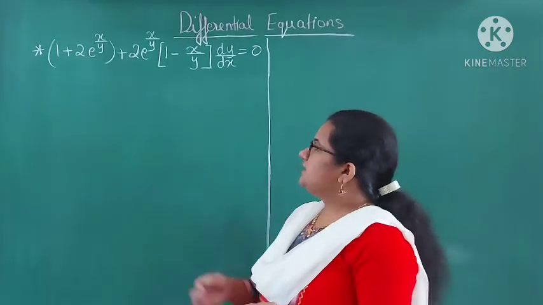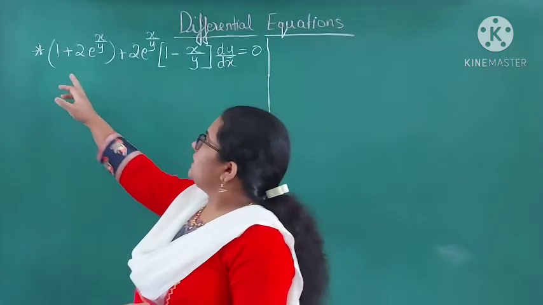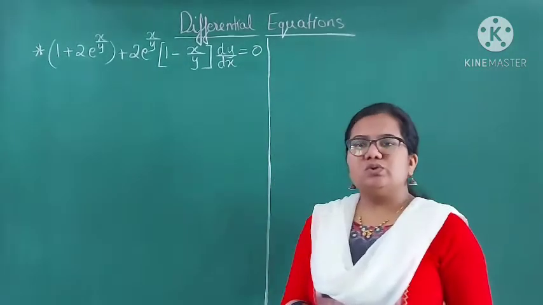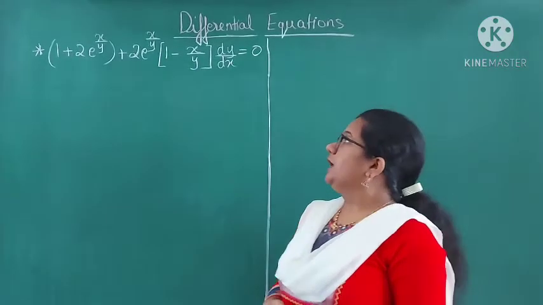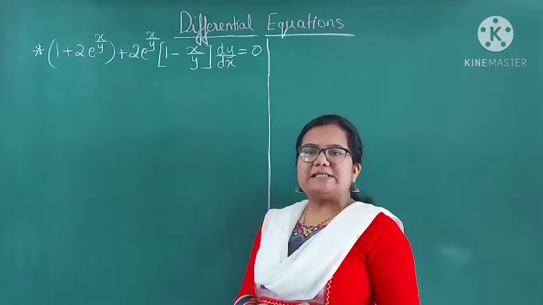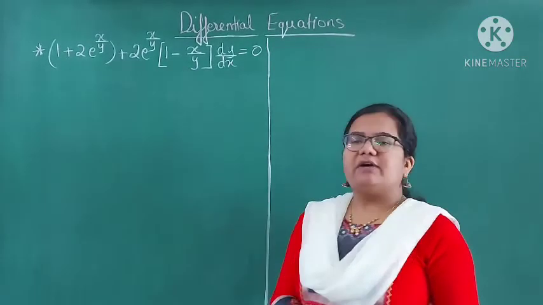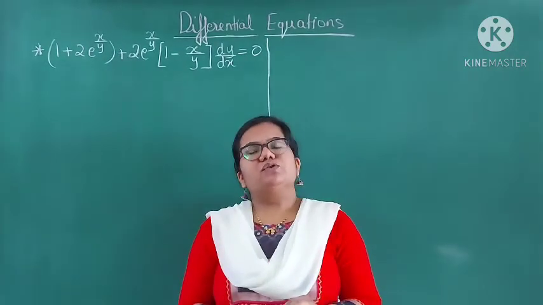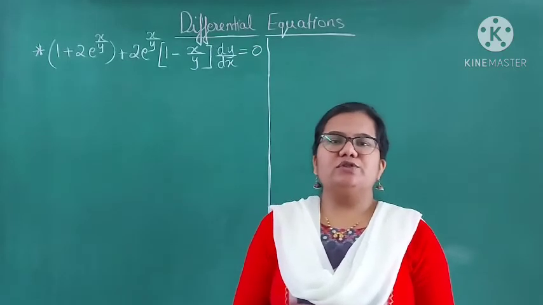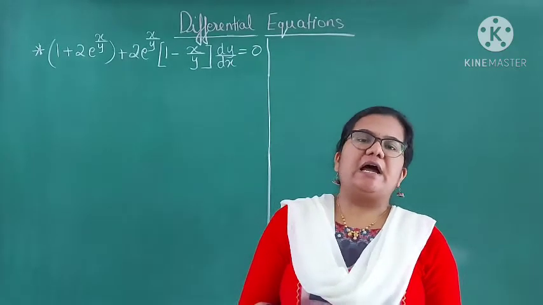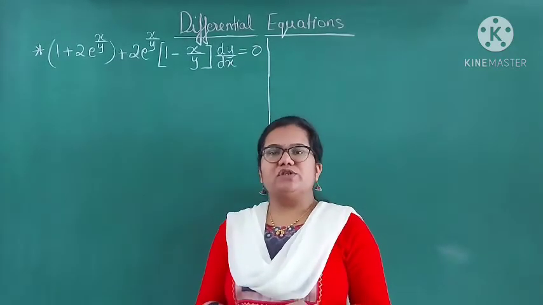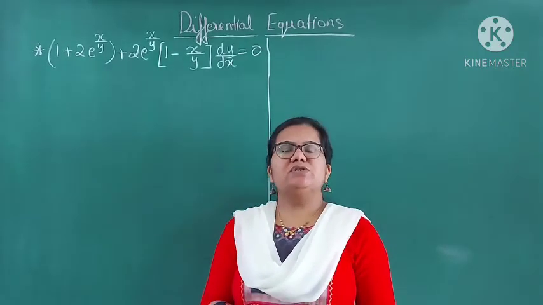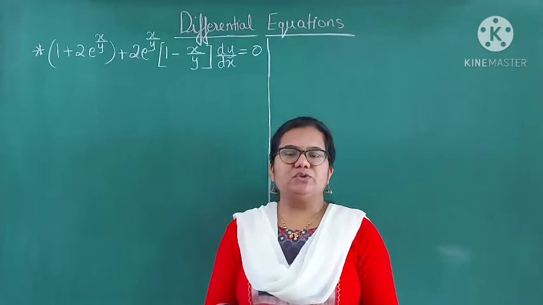Okay, so here the example I have taken is x(1 + 2e^(x/y)) + 2e^(x/y)(1 - x/y) dy/dx = 0. Okay. So in your first video of homogeneous differential equation, I have told you that you can substitute in two ways, that is y equal to v into x or x equal to v into y.